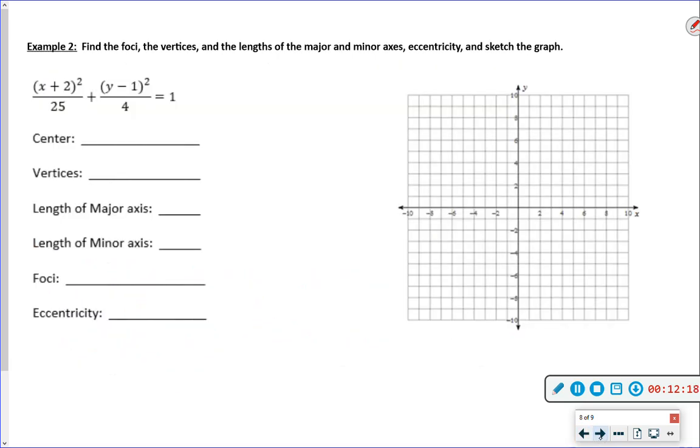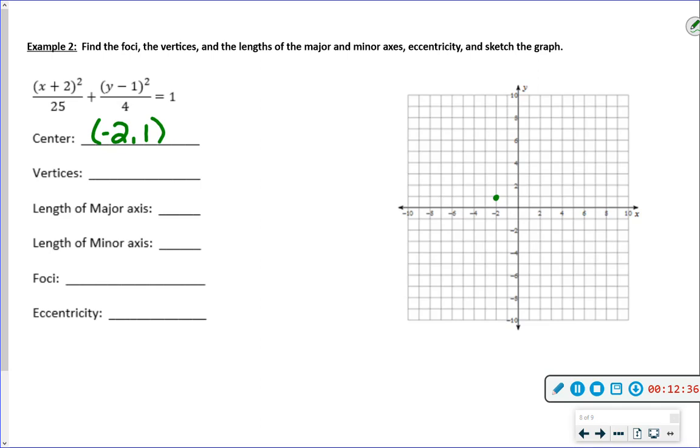All right, more of the same. Center, watch your signs, watch your order. What do you got for center? Perfect. So let's just plot that. 2, 1, got it? All right, 25's under x. I'm going to square root that, 5. 5 right, 5 left from the center.